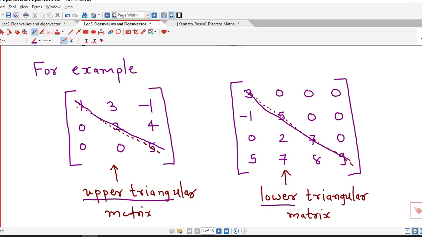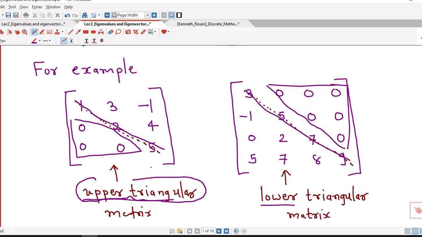So a square matrix in which all the entries below the main diagonal are 0 is called an upper triangular matrix, and a square matrix in which all the entries above the main diagonal are 0 is called a lower triangular matrix. So the definition depends on the main diagonal of the square matrix. If entries below the main diagonal are 0, the square matrix is upper triangular. And if entries above the main diagonal are 0, then the square matrix is called lower triangular. And a square matrix is triangular if it is either upper triangular or lower triangular or both.